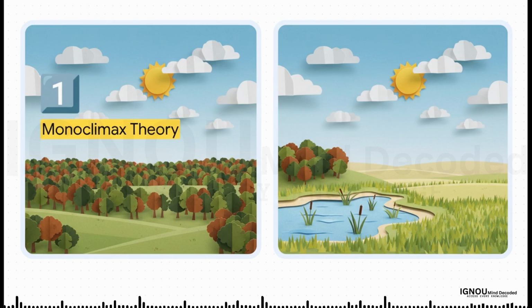But then there's the polyclimax theory, which says, hold on, it's a bit more complicated. This theory argues that things like the type of soil, the shape of the land, and even the organisms themselves can create lots of different, stable climax communities, all within the same climate zone. So instead of one single endpoint, you could have a whole mosaic of different ones.